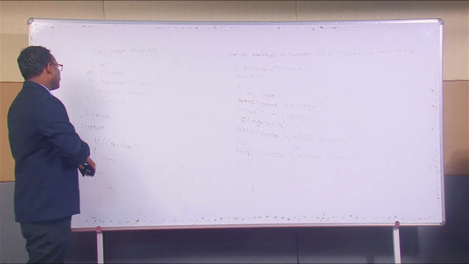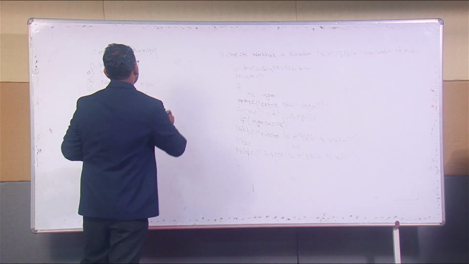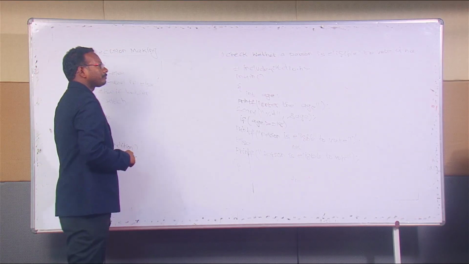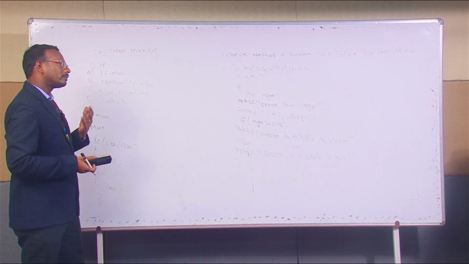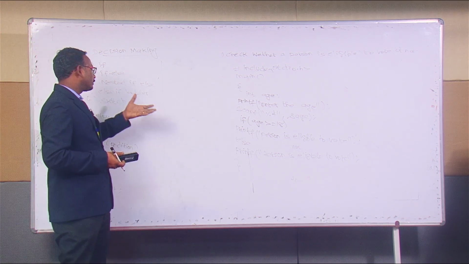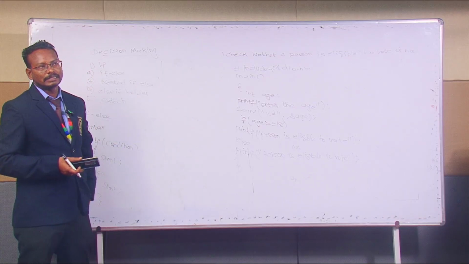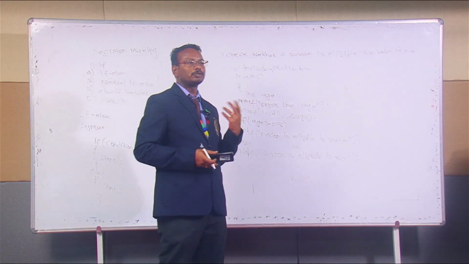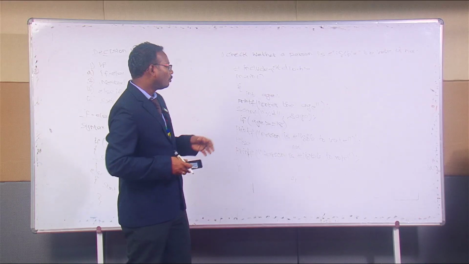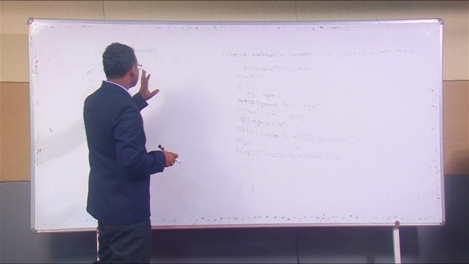And the third one is nested if else condition. Nested if else is used when there are more than two or three conditions to check. For example, we need to assign a grade to students according to their marks. For those conditions, we use nested if else.